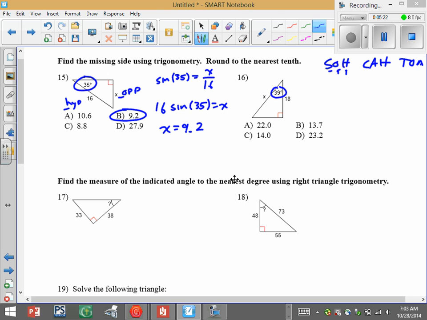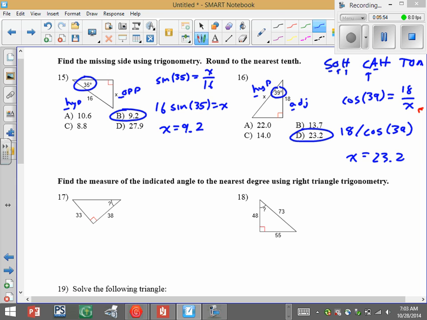Here I'm going to circle the 39, so 18 would be adjacent, x will be hypotenuse. So now we have AH, which is cosine. So cosine, now 39 is in the parentheses. Remember, adjacent goes on top, so 18 over x. X is in the denominator here. So denominator means we're going to divide. So in the calculator, we're going to do 18 divided by cosine of 39. So here, x equals 23.2, which is choice D.